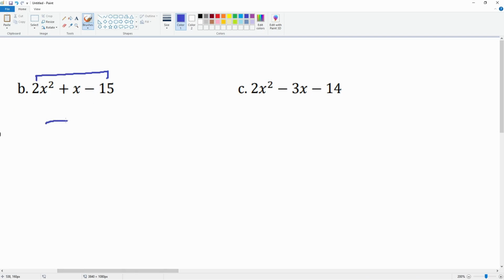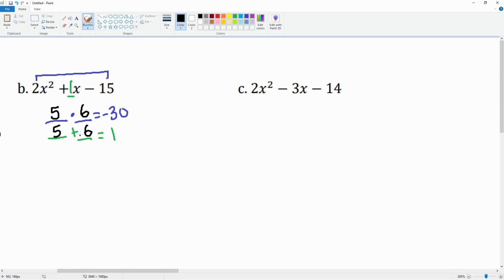2 times negative 15 is negative 30. So we're going to find two numbers that multiply to make negative 30. Then we have the middle number here. There's technically a 1 in front of the x. That is the B term. So we're going to find two numbers that add up to 1. The two numbers here, I think it's 5 and 6.